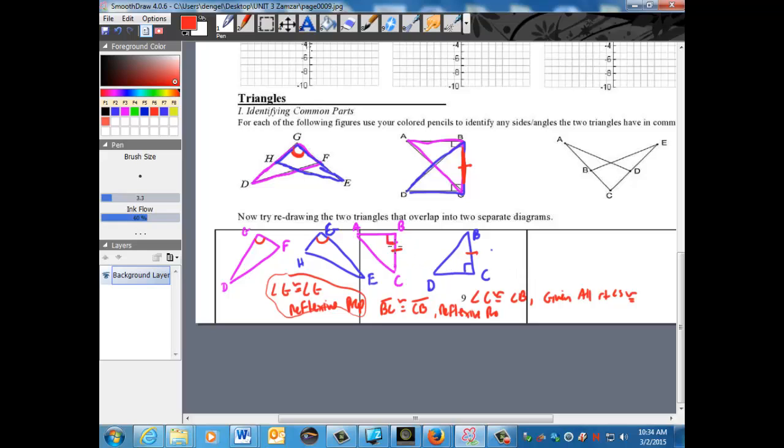And there isn't anything else that we can prove here. I mean, we have angle side and angle side, or side angle and side angle, but we don't have a third side or third angle. So I can't assume anything else. I can't prove anything else. This is the only thing that I can prove.